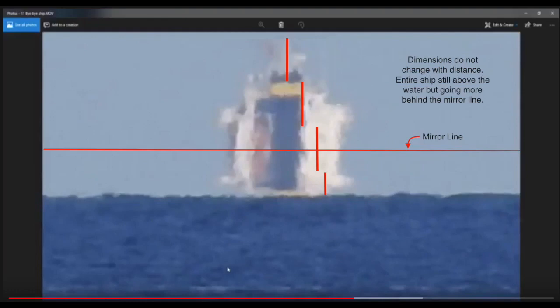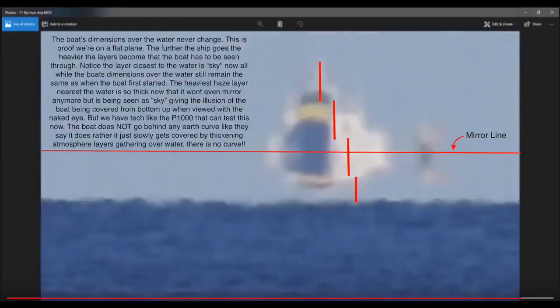And with the naked eye, when standing on the beach, appears to make things look like they disappear from the bottom up. It's extremely important to notice that the sky starts to cover up the bottom of the boat. That's because the closer you get to the water, the thicker the atmosphere becomes. Which is why the very bottom of the mirror line has just become sky now, while the upper half of the mirror line still reflects.